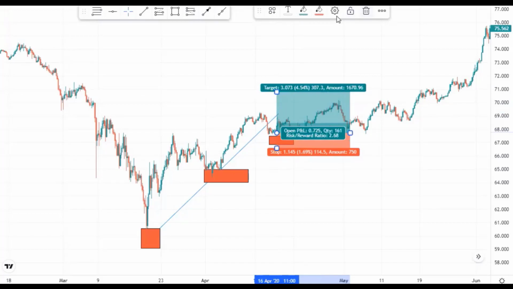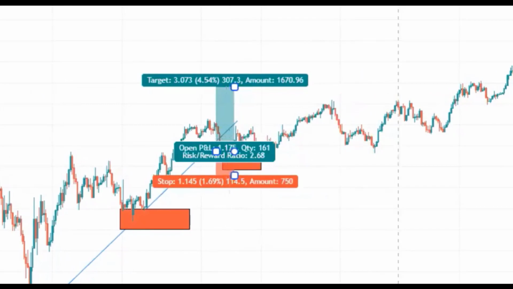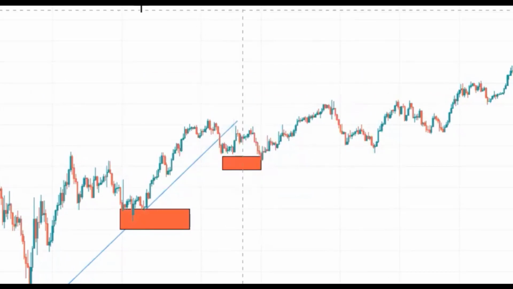All right, but believe you me, if you are a trend line break trader, you would have fallen for this fake breakout here. You would have fallen for this fake breakout here. This is actually a fake breakout.